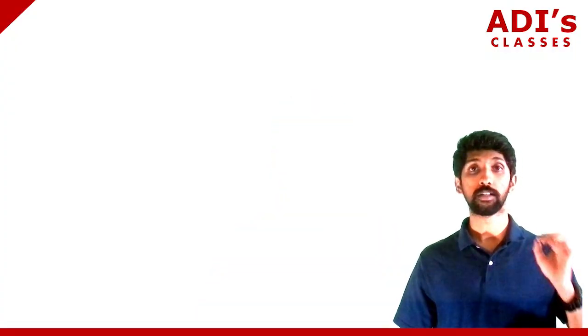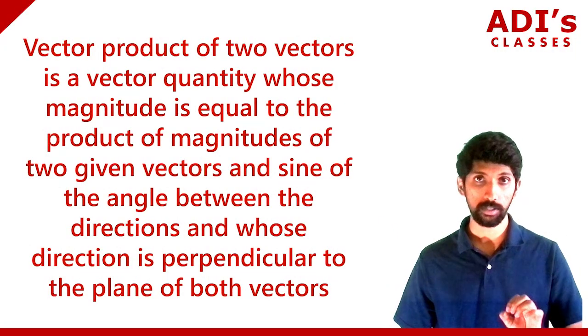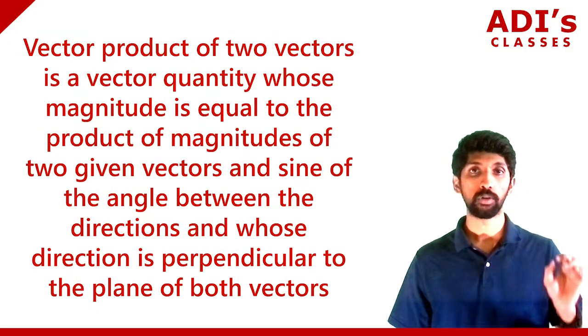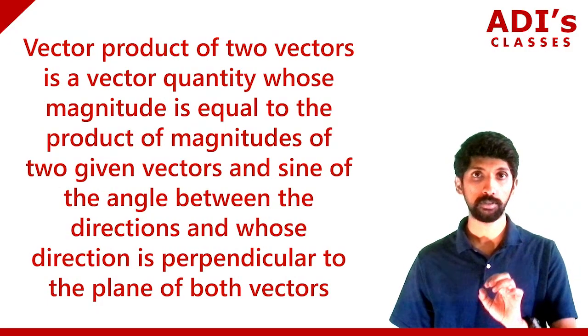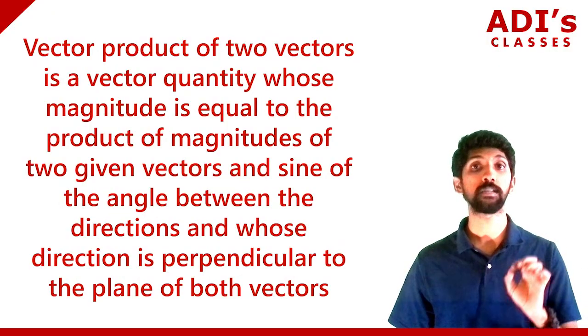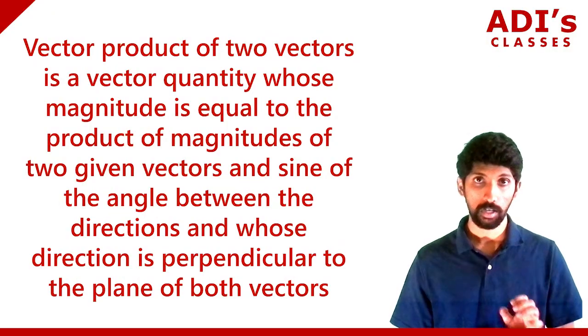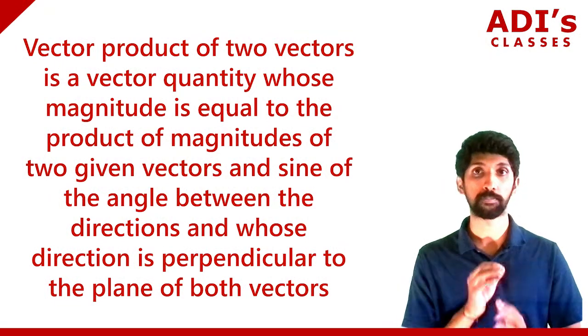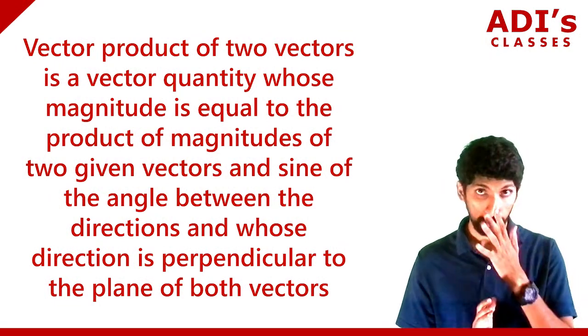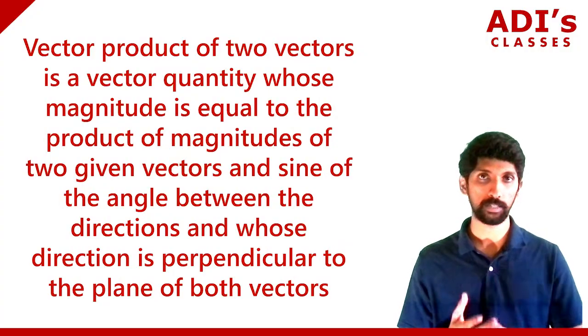The vector product of two vectors is a vector quantity whose magnitude is equal to the product of magnitudes of the two given vectors and the sine of the angle between their directions, and whose direction is perpendicular to the plane of both vectors. I'll repeat this again, what it means, then I'll explain it.